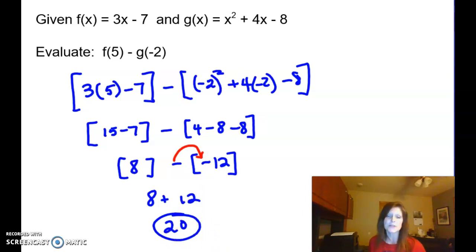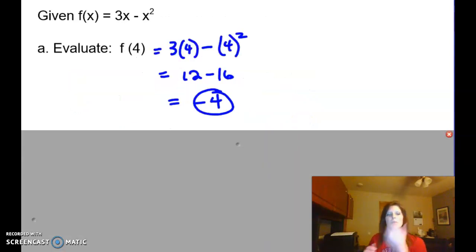Now, if you wanted to, you could have done this directly on the calculator and put it in just like you have it up here at the top, parentheses instead of the brackets, but you would get the same answer if you don't want to do all the in-between steps. All right, let's try one more that's similar to this. I have f of x equals 3x minus x squared, and I want to evaluate f of 4. Well, just plug it in, no big deal.